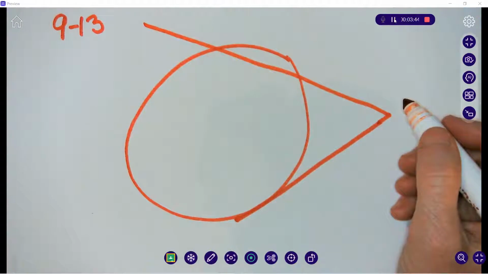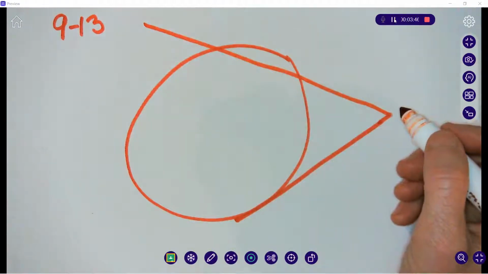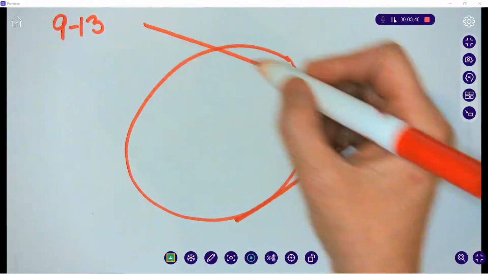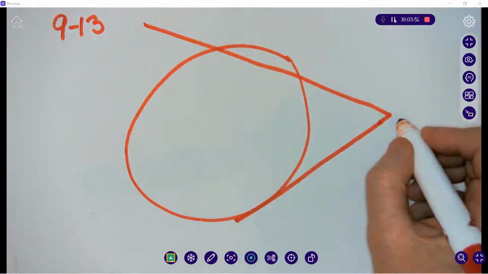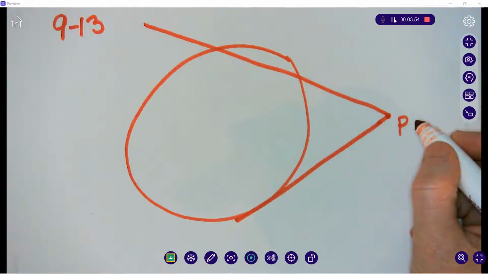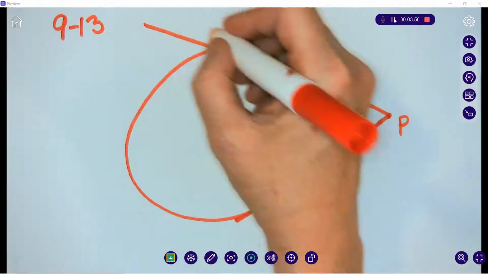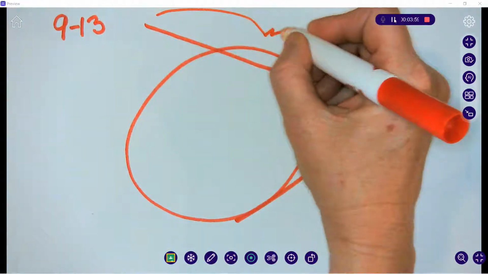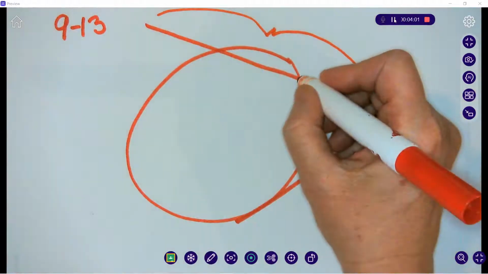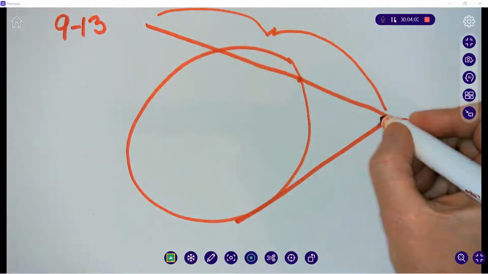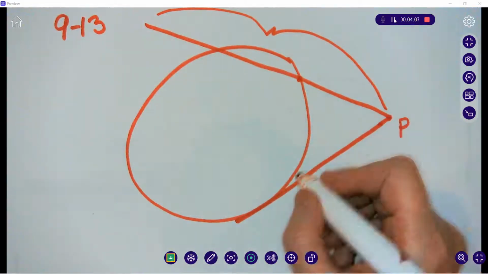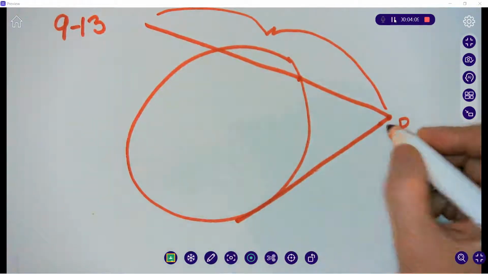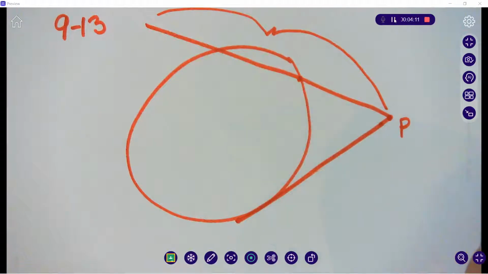So here, this theorem says that when a secant segment, this one, and a tangent segment are drawn to a circle from an external point, here's my external point, then the product of the whole secant, just like last time, the product of this whole secant times its external segment has to equal this tangent segment times itself, or the tangent squared. So what does that mean?